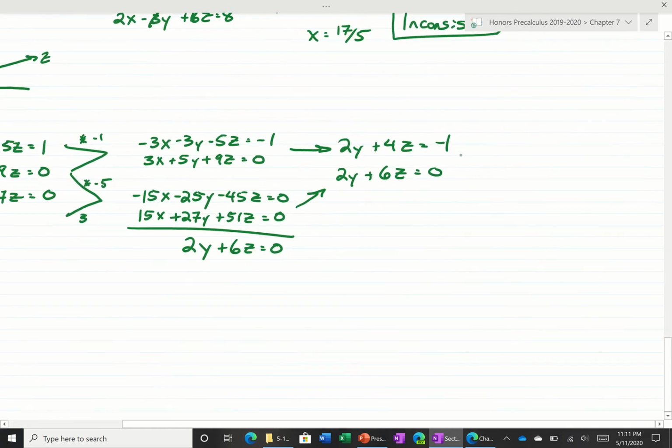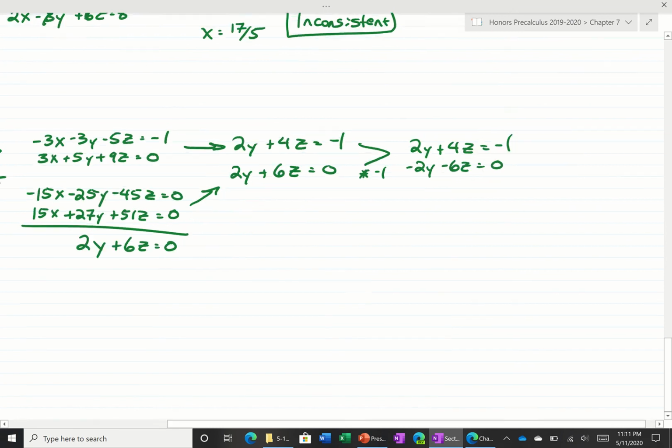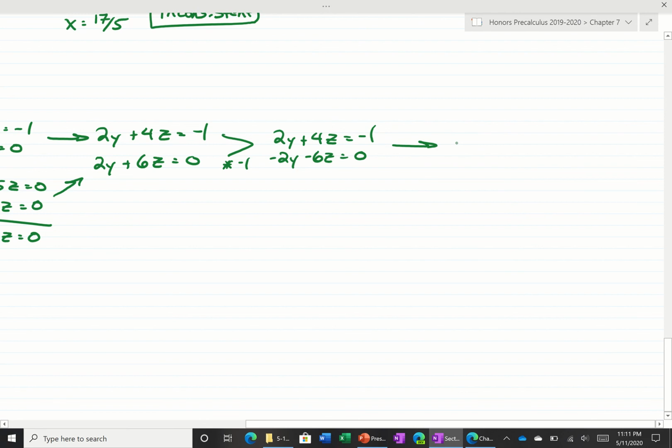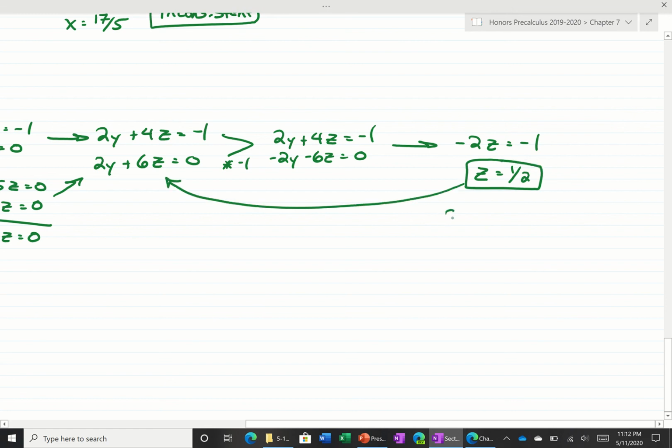So we can multiply this bottom equation by -1. And we get 2y plus 4z is equal to -1, and -2y minus 6z is equal to 0. So this would be -2z is equal to -1, or z would be 1/2. If z is 1/2, we could easily just plug it in here. We get 2y plus 6 times 1/2 is equal to 0. So 2y plus 3 is equal to 0. y would be -3/2.